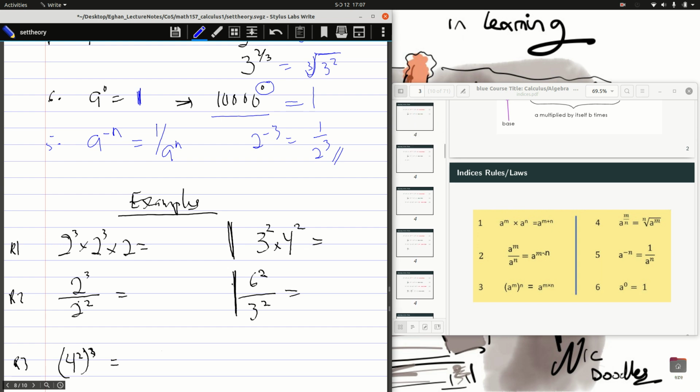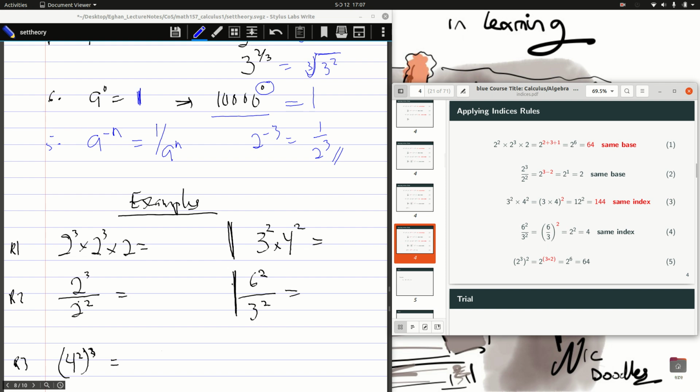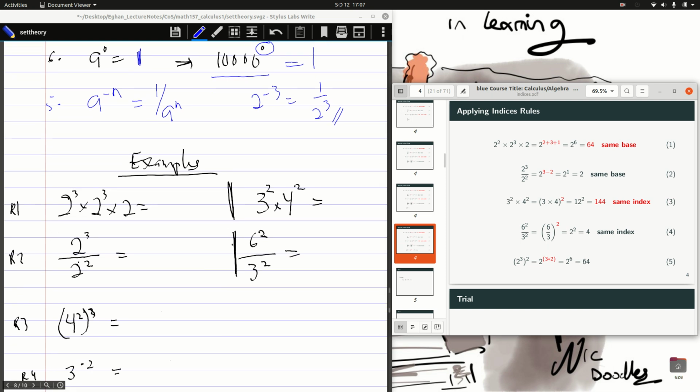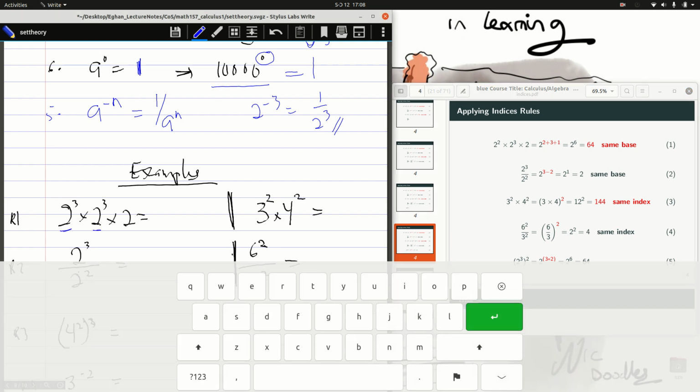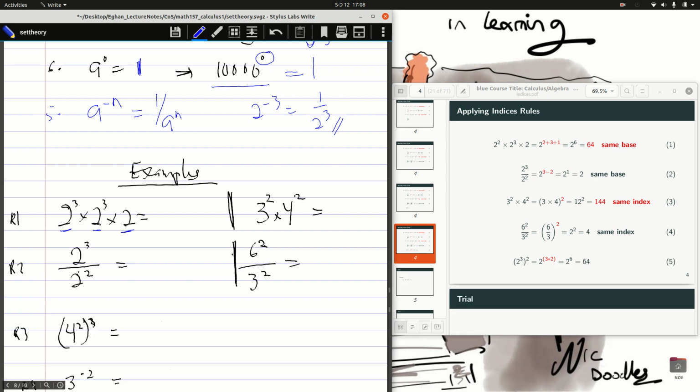So I'll go to slide 4 for me. I'm done with slide 3. Examples here. You realize I have 2, 2, 2, 2. 2 is the same as this. They are not different. It's the same as that. The bases are the same and they are multiplying.